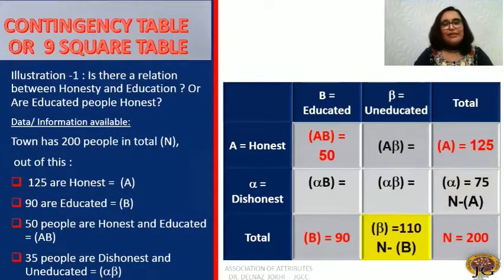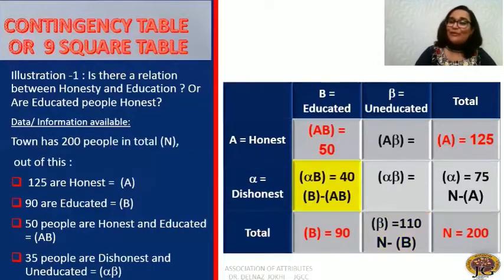Now alpha is calculated. Let's calculate beta. I think you're slowly coming to know how to calculate beta, and now you're understanding how this 110 came over here. Good. 200 was your N, and beta is related to B. So N minus B, 200 minus 90 will give you 110. I'm sure you're understanding. All right, let's find out one more missing frequency, and that would be alpha B.